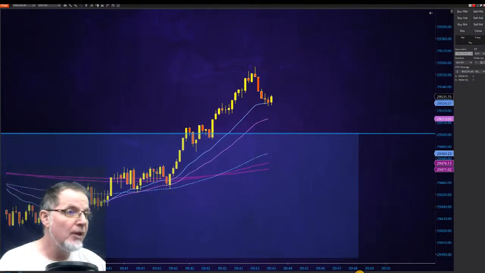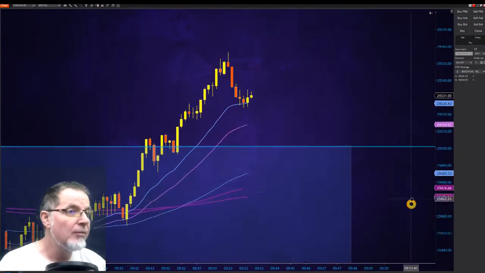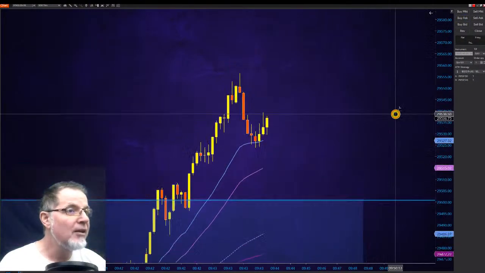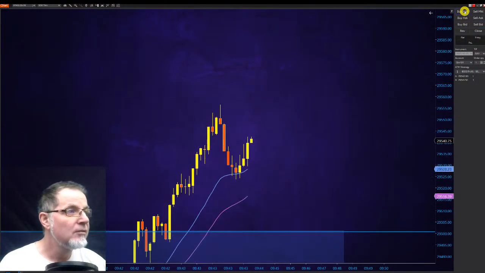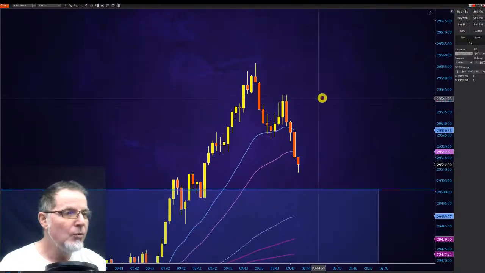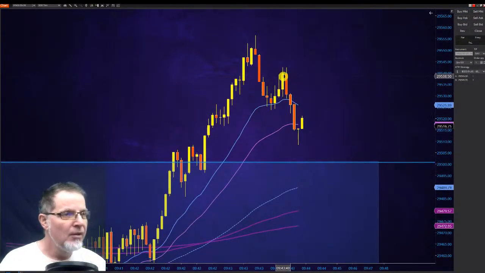Okay, so there's some red bars. You want the green to take out the red. See that little spike up there failed. Okay, that did take out the red. Ooh, see, that one would have been, I would have probably lost on that one.